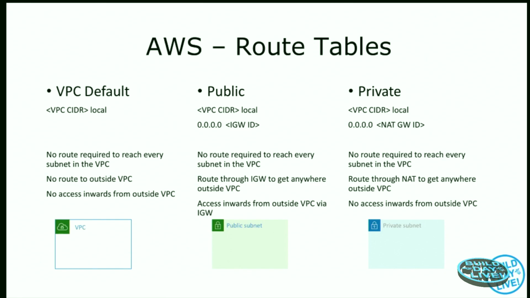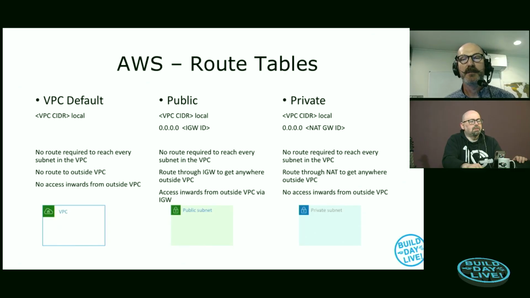So the default best practice is not to use that default route table, but to have a specific route table for every subnet. And so then we control: here is a public subnet because I put a route table on it that makes it public. Here is a private subnet because I've got a route table on it that goes to a NAT gateway.